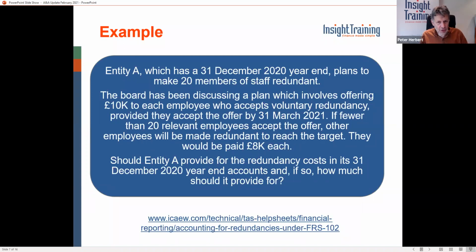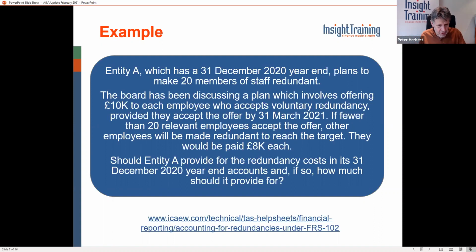So if that discussion has not culminated in a public announcement, then the obligation does not exist as of the year end, and provision cannot be made. Even if by the point that the accounts are signed off, the payments are made, you can't recognise the provision in the year end accounts unless the trigger event for the recognition is in place.